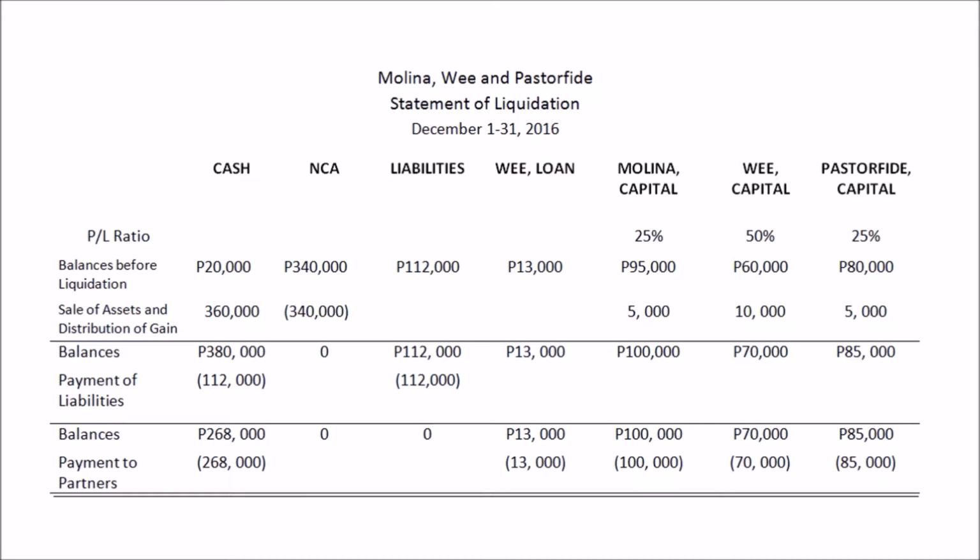Step-by-step process. Let us first discuss lump sum liquidation. Basically, this is the overview of a liquidation schedule. Don't worry, it's not as complicated as it seems. We are going to show you how a liquidation schedule is done under 6 different cases.